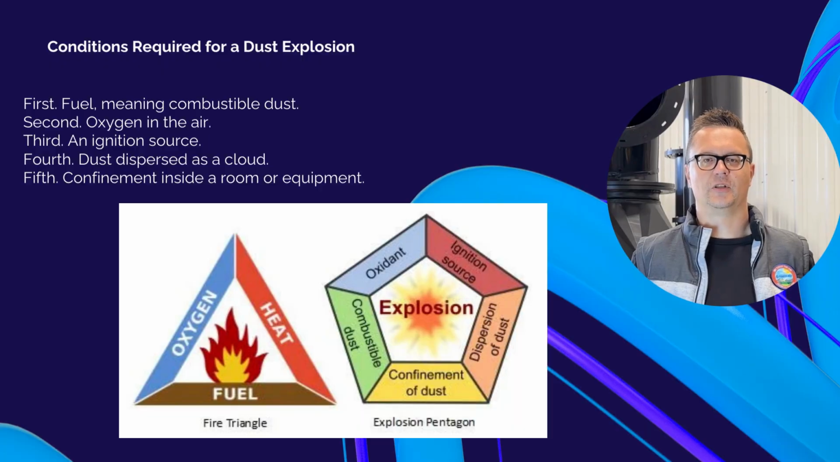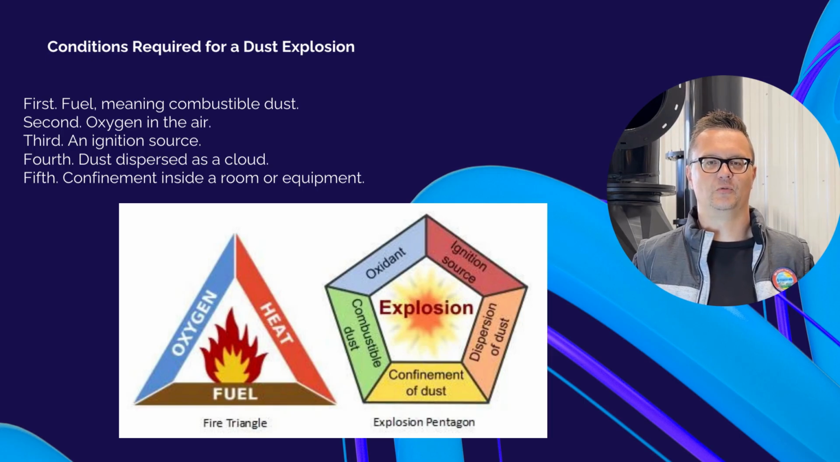Conditions required for a dust explosion. A dust explosion requires all 5 elements of the dust explosion pentagon. First, fuel, meaning combustible dust. Second, oxygen in the air. Third, an ignition source. Fourth, dust dispersed as a cloud. Fifth, confinement inside a room or equipment. Removing any one of these greatly reduces the risk.